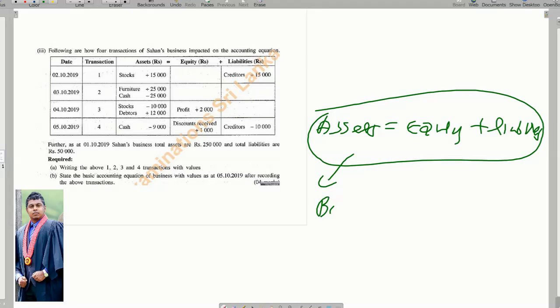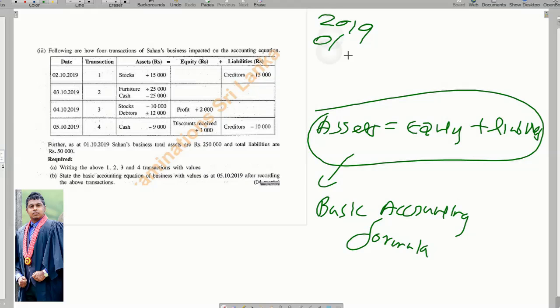Today I am going to do the 2019 O-level accounting and business studies paper sums which are related to the accounting equation. Here you can see the basic equation is provided by the sum: assets equal to equity plus liabilities. So the relevant basic accounting equation is given.